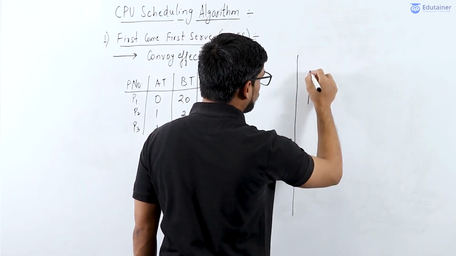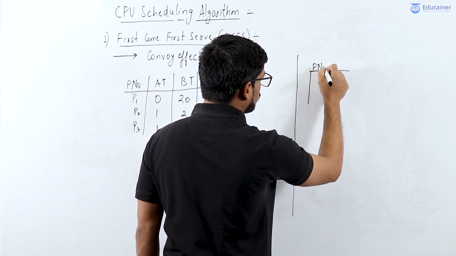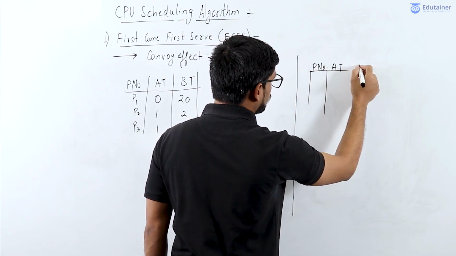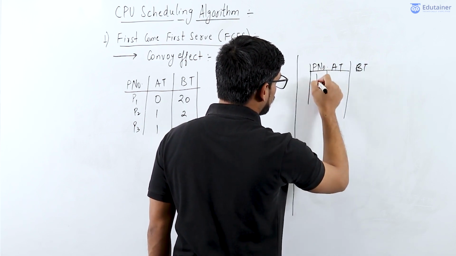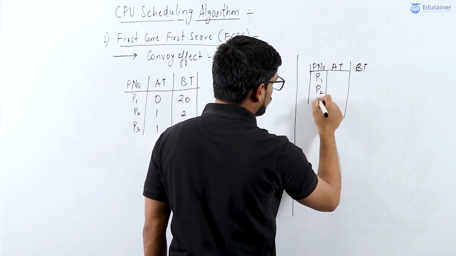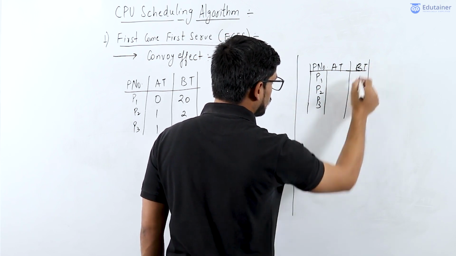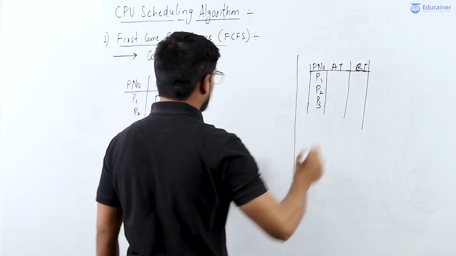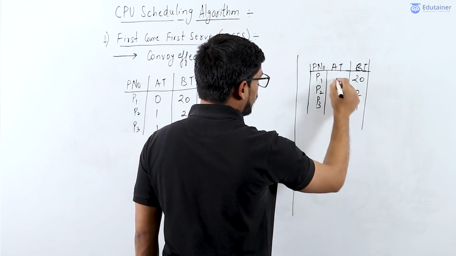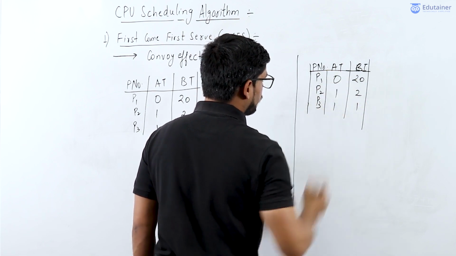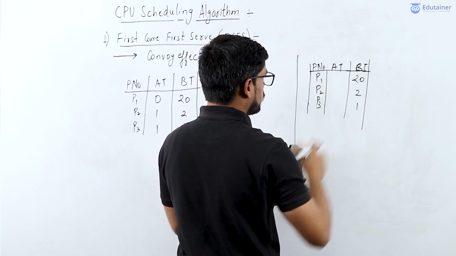Similarly, I will take another example in which the same three processes P1, P2, P3 are running, but their arrival time is changed. Here the arrival times are 1, 0, 0.